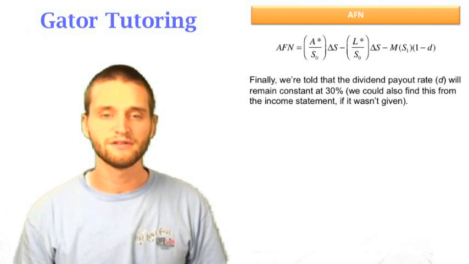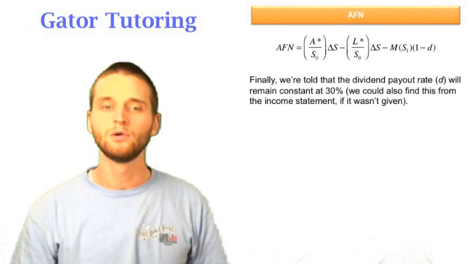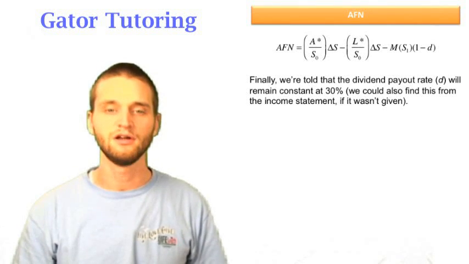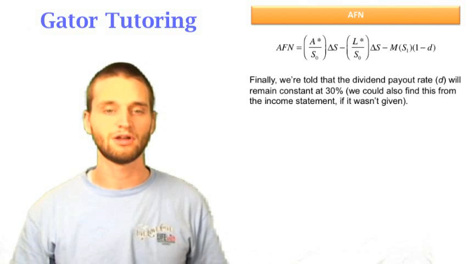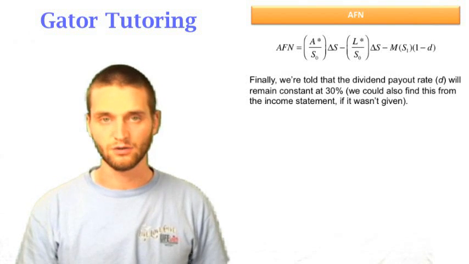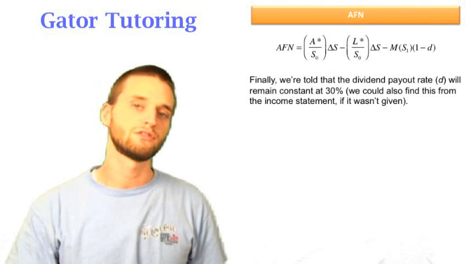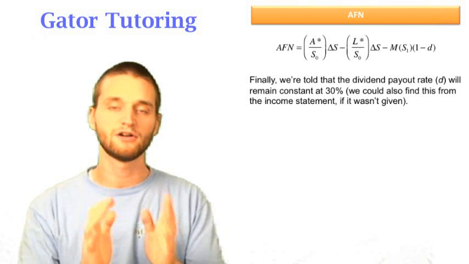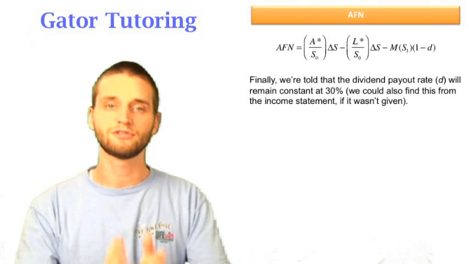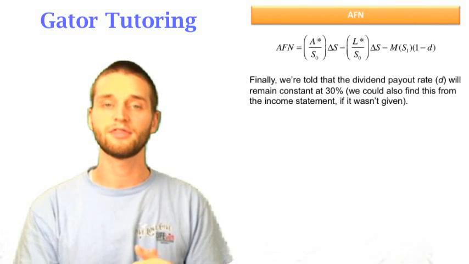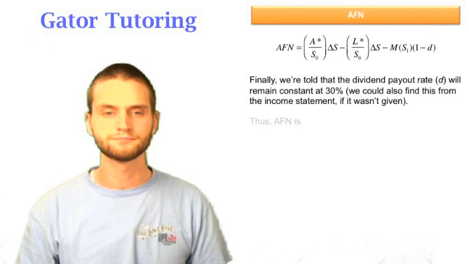Finally, we're told that the dividend payout rate, small d, will remain constant at 30%. We could have also found this from the income statement if it wasn't given in the question. Dividend payout rate is just the dividends, the dollar dividend value that goes to our shareholders, divided by our net income. So we could have found that 30% that way as well.